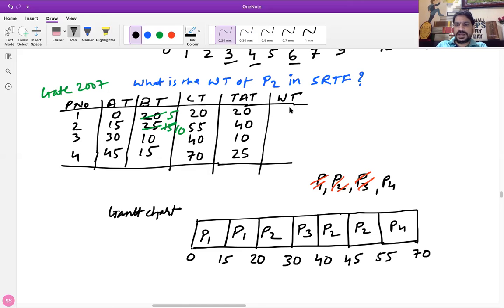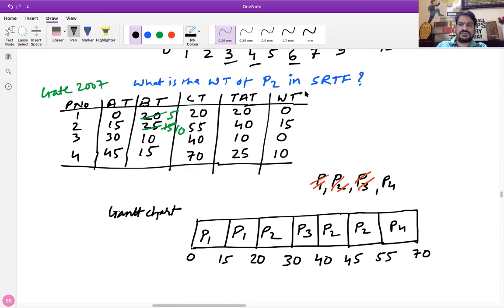Now let's go to the waiting time. The waiting time is turnaround time minus burst time. The turnaround time is 20 for P1, and the burst time is also 20 for P1. It will be 0. 40 minus 25, it will be 15. 10 minus 10, it will be 0. 25 minus 15, it will be 10.